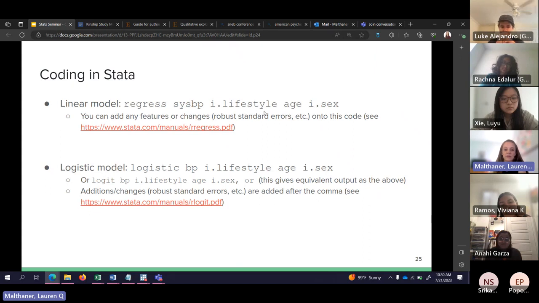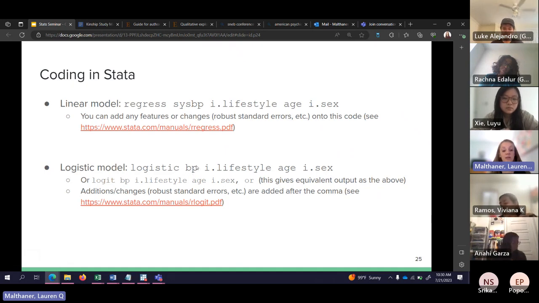You'll notice in front of lifestyle and in front of sex, there's this i dot. That is how we indicate that these variables are categorical rather than continuous, and it treats them differently. So it's important to put that in front of any categorical variable. For logistic regression, we'll use the logistic command.